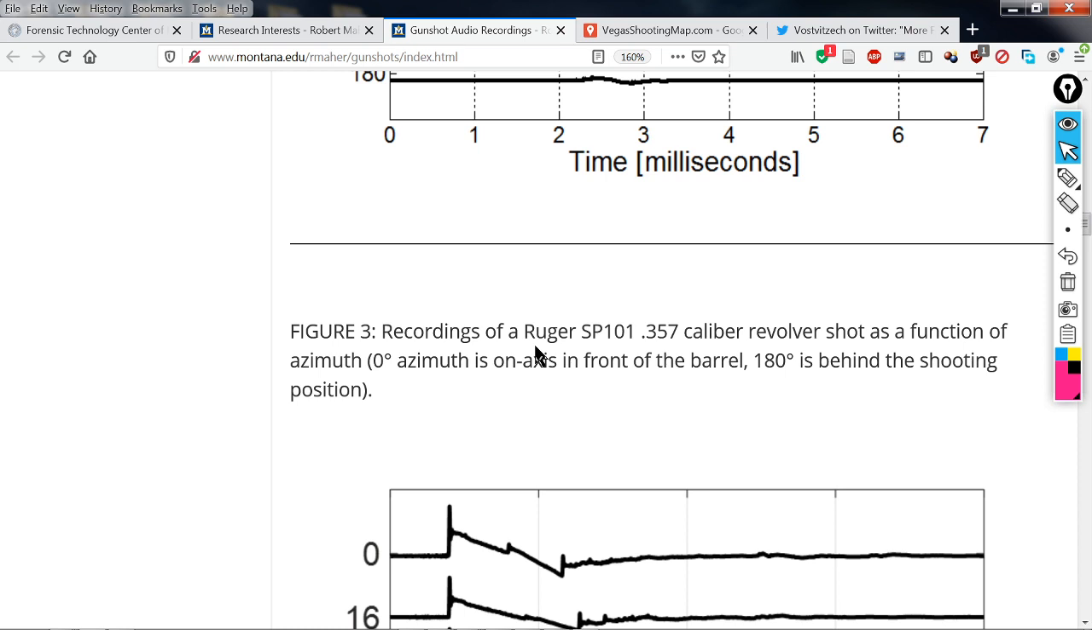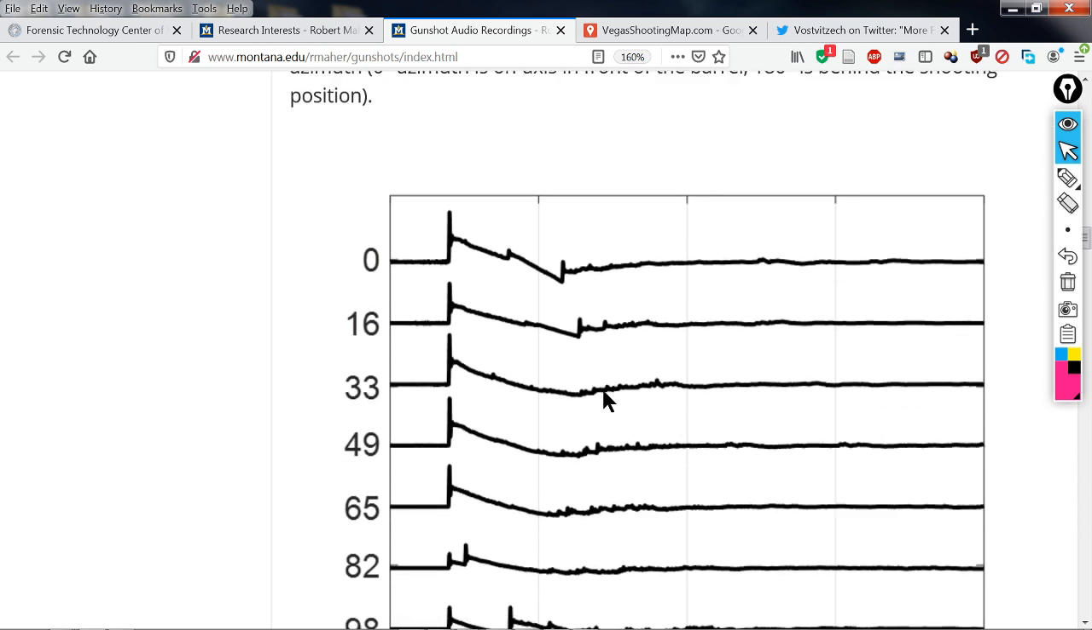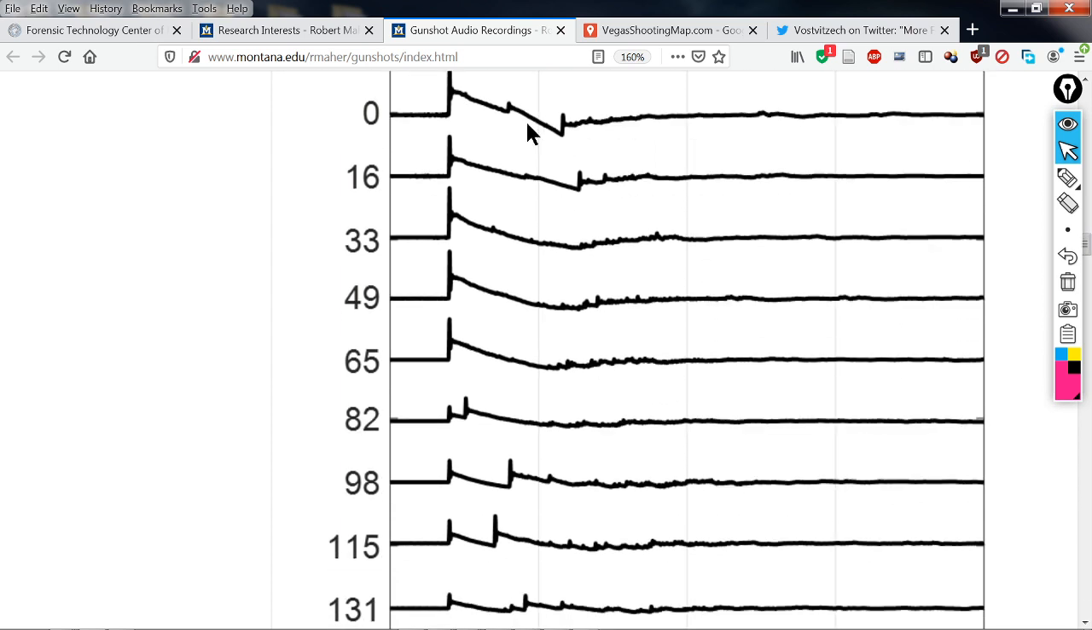Let's look. This is a Ruger SP-101 357 caliber revolver. So here again we see the muzzle blast. There's no supersonic shock wave, because there's no supersonic bullet. And you can see it's pretty clean up there. And the further down you get, it starts to have a lot of different little peaks to it, until here at 98 degrees, the secondary peak over here is actually larger than the primary peak.